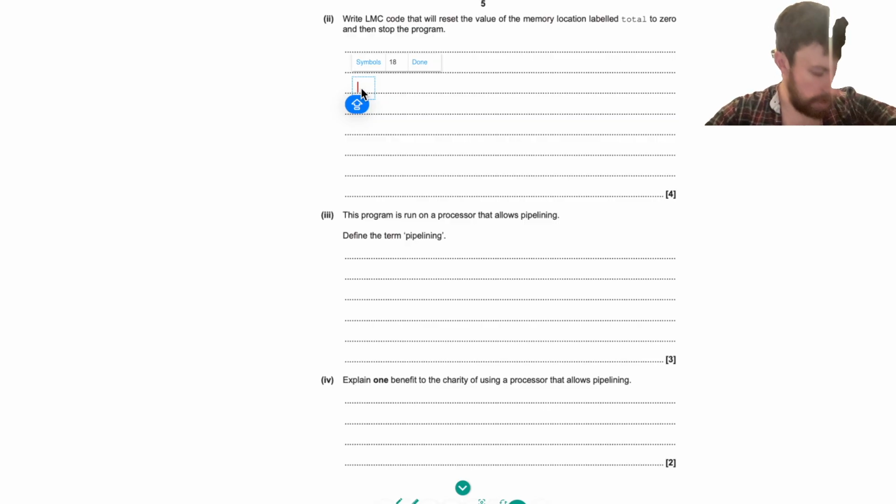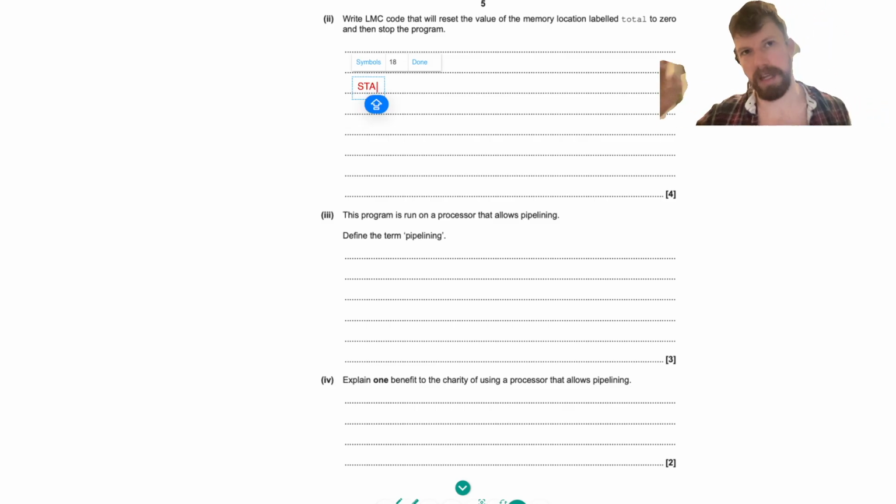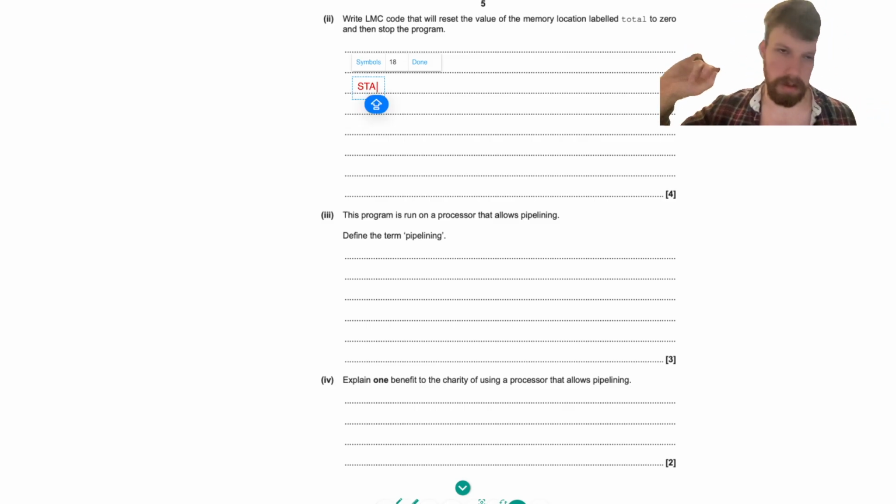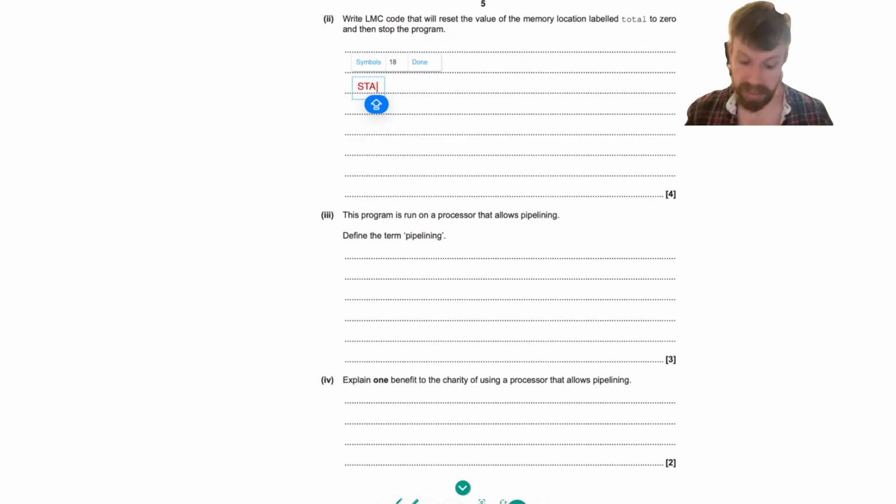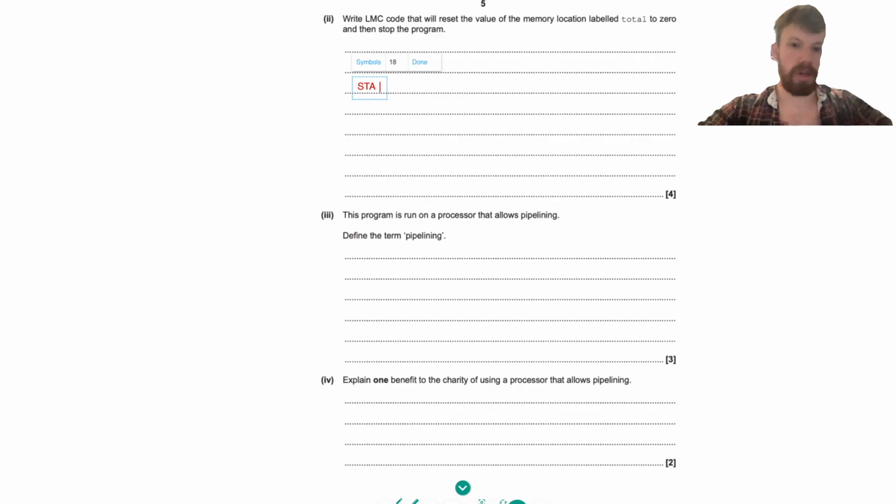Then what we're going to do is we're going to go for store. So LDA 0 will load that into the accumulator. So 0 will get loaded in there because I'll show you how to pre-select for 0 in there. And then what we need to do is we're just going to store that in total. So it's going to reset total essentially. And then what we're going to do is stop the program.